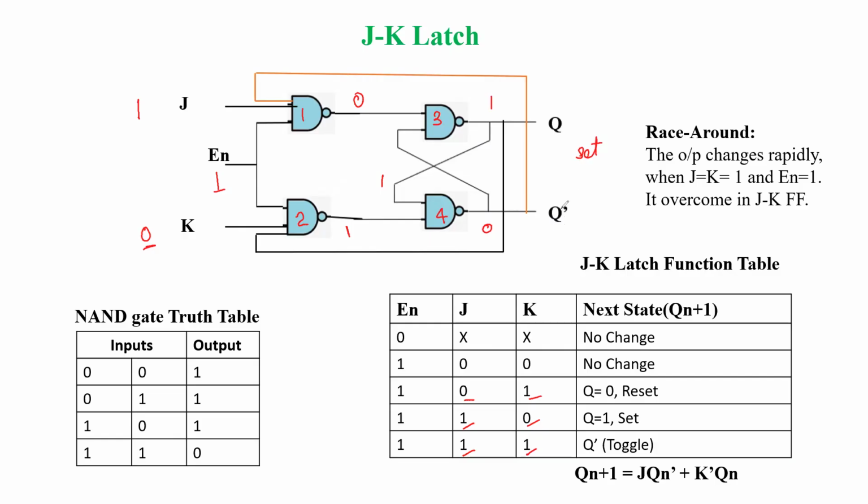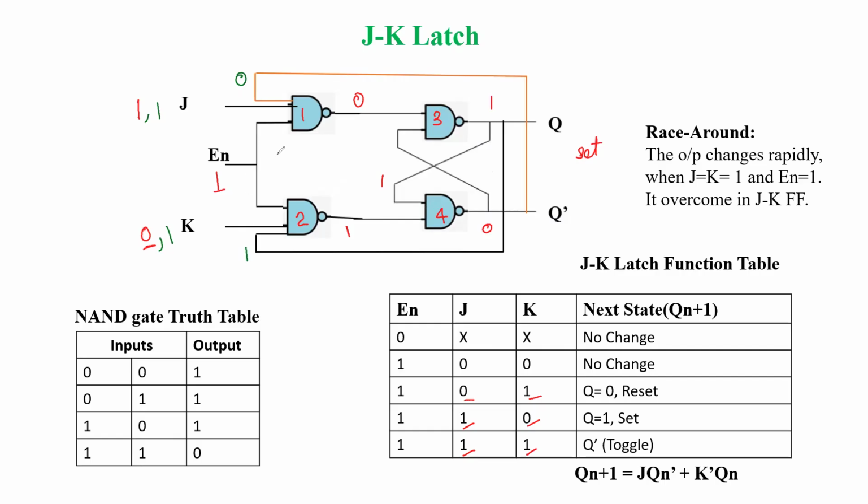So now the device is in the set condition. Now let's see another condition. Suppose it is in the set condition, and now we are going to change the inputs. J we will keep as 1 and K we are going to make 1. Now this NAND gate 1 is connected with Q dash. So Q dash is 0, and that 0 is going to be the input here, and Q is 1, so the other input to NAND gate 2 is going to be 1.